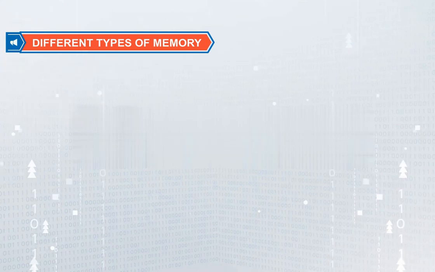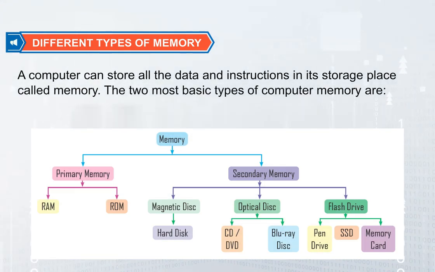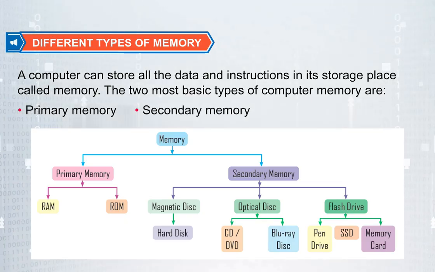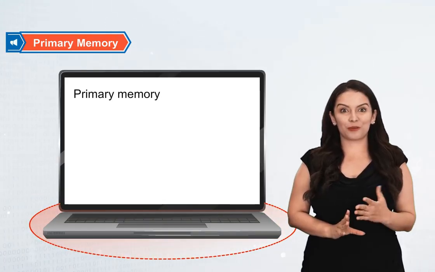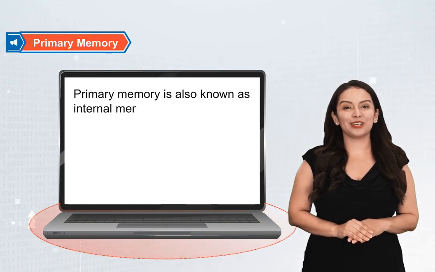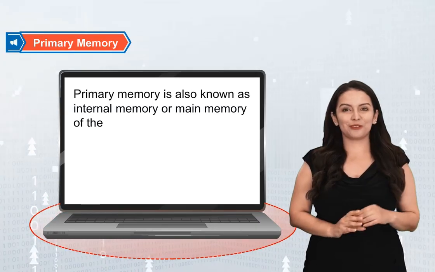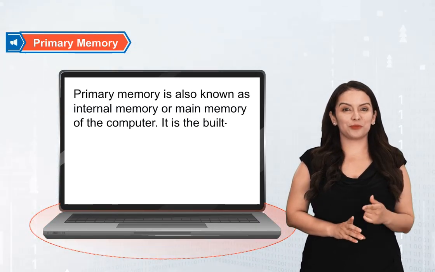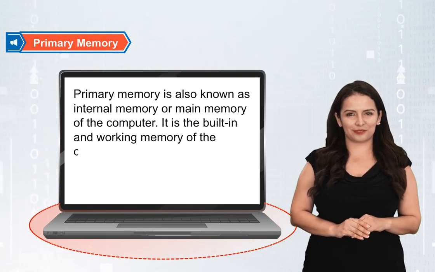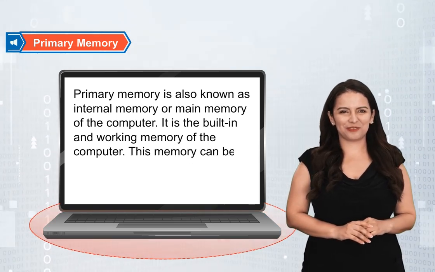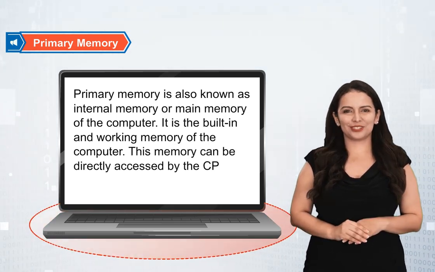Different types of memory. A computer can store all the data and instructions in its storage place called memory. The two most basic types of computer memory are primary memory and secondary memory. Primary memory. Primary memory is also known as internal memory or main memory of the computer. It is the built-in and working memory of the computer. This memory can be directly accessed by the CPU.